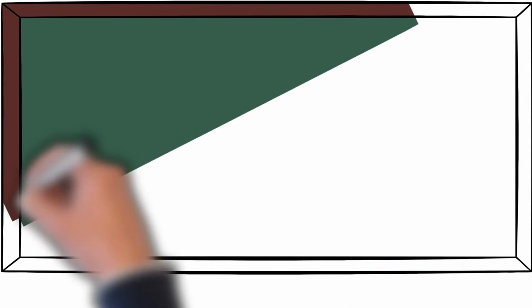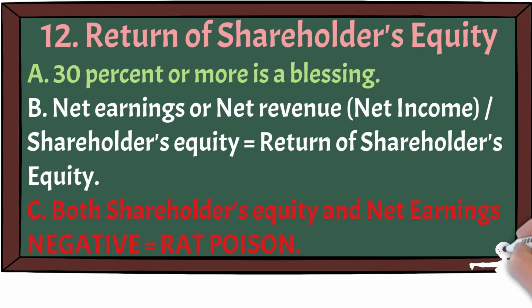12. Return on shareholders' equity. Mr. Warren usually prefers 30% or more. Net earnings or net revenue divided by shareholders' equity will give us this percentage. The rule of thumb is to be careful with a company that shows both negative shareholders' equity and negative net earnings or net revenue.